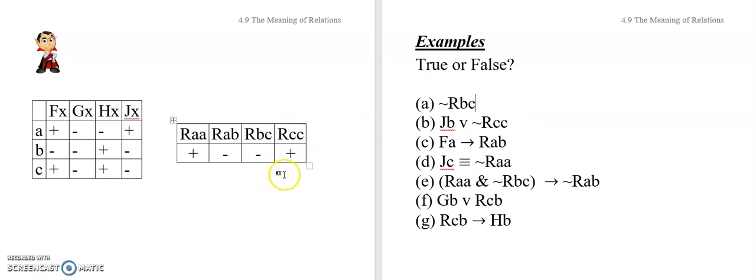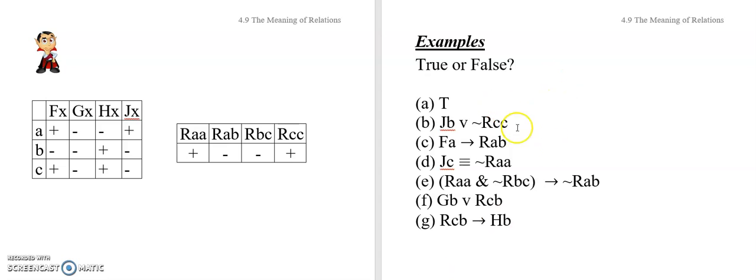Okay, so we see here that B does not bear the relation R to C, and so this says that that's the case, that B does not bear the relation R to C. It's not the case that B bears R to C. Therefore, this sentence is true, okay? So this is a true sentence. Now, let's keep building here.